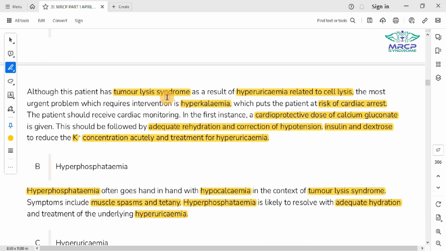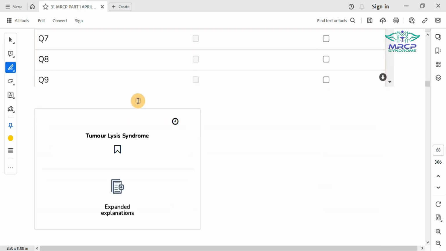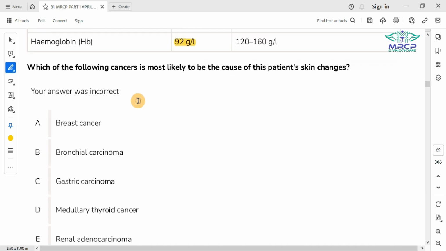Although this patient has tumor lysis syndrome as a result of hyperuricemia related to cell lysis, the most urgent problem which requires intervention is the hyperkalemia, which puts the patient at risk of cardiac arrest. The patient should receive cardiac monitoring. In the first instance, a cardioprotective dose of calcium gluconate is given. This should be followed by adequate rehydration, correction of hypotension, insulin and dextrose to reduce the potassium concentration acutely, and treatment for the hyperuricemia. So the most concerning one would be the management of hyperkalemia.